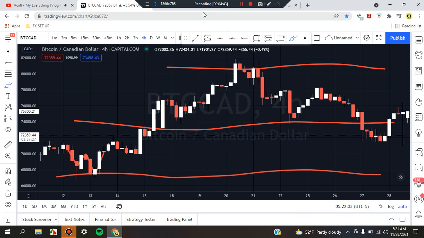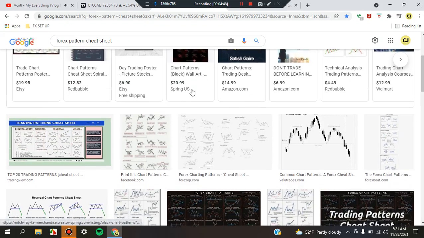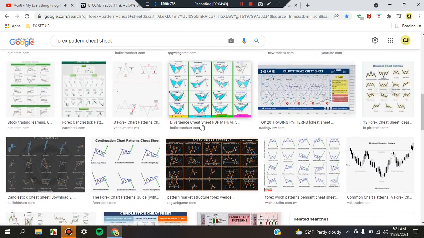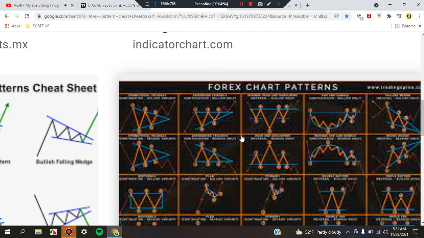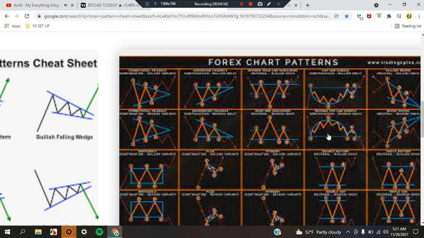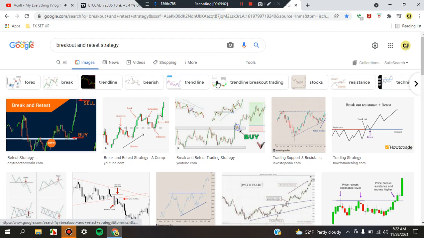Very important information, guys. Please review and study the Forex pattern cheat sheet. Click on the images and go through the structure. You will see a lot of double bottoms, double tops, wedge patterns, head and shoulders, triple bottoms, triple tops, teacups. Very important patterns to understand the market and the overall direction the market is going to go.